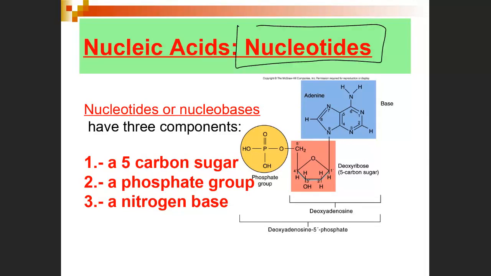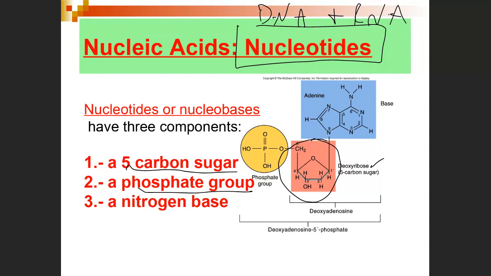And there are nucleotides for DNA, and there are nucleotides for RNA, which are slightly different. However, both DNA and RNA nucleotides have the same basic components. The basic components you should know are a 5 carbon sugar, right there, in the case of DNA is deoxyribose, in the case of RNA is ribose; a phosphate group right here; and a nitrogenous base right here.